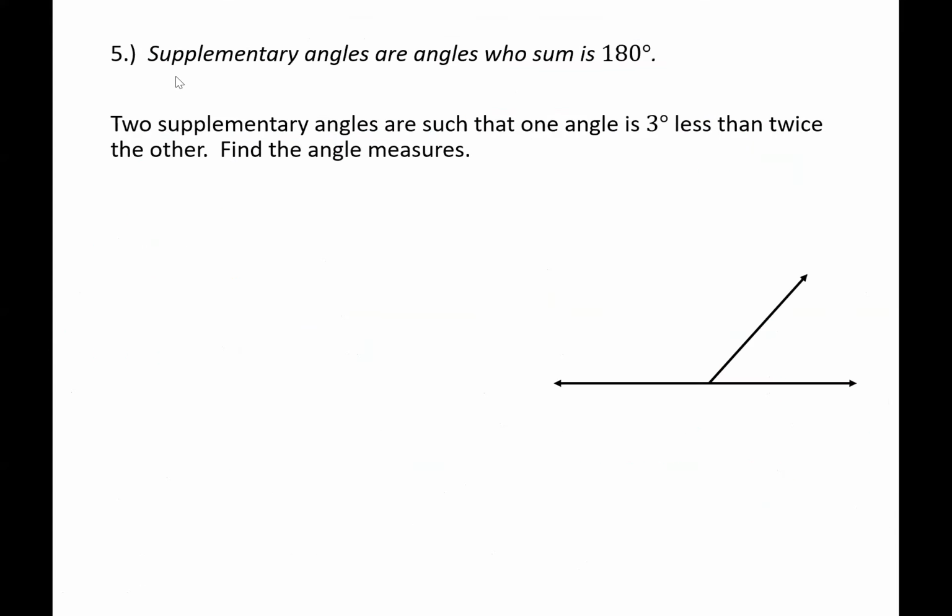This is number 5. You'll see some problems with angles. The words that you'll see will be defined for you in the homework, so that's helpful. So number 5 says, supplementary angles are angles whose sum is 180 degrees. Okay, so we're going to have two angles. We'll call them X and Y. They're supplementary, so that means they add up to 180. Sum means adding, right? So just the word supplementary pretty much gives us our first equation, X plus Y equals 180.